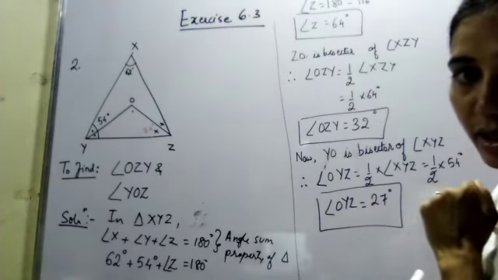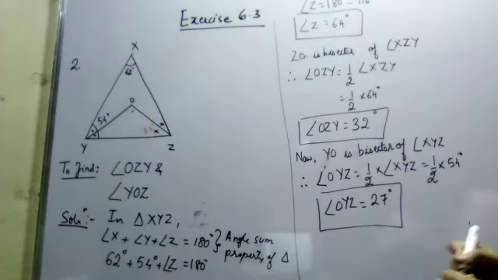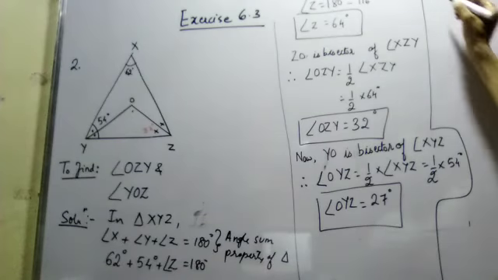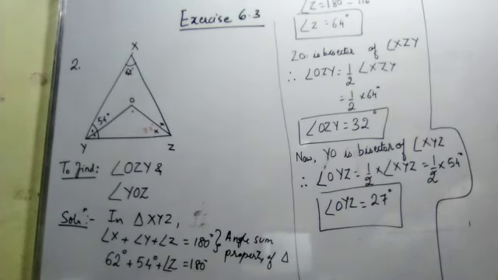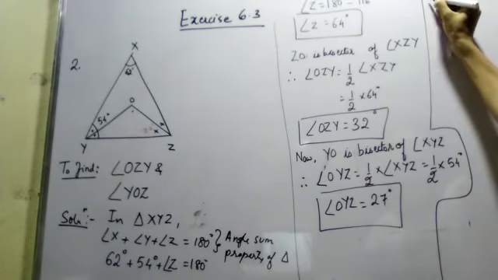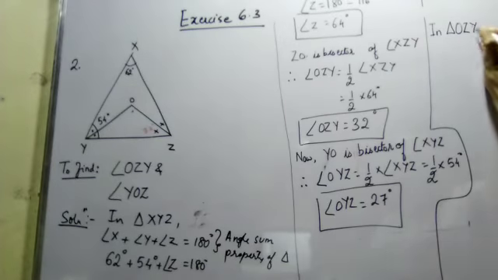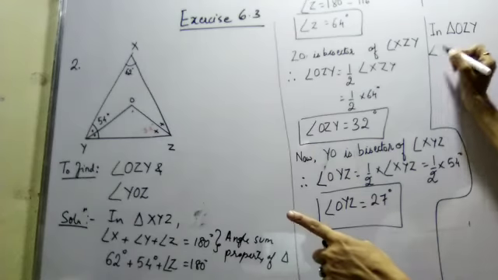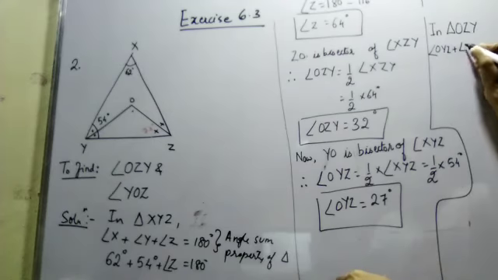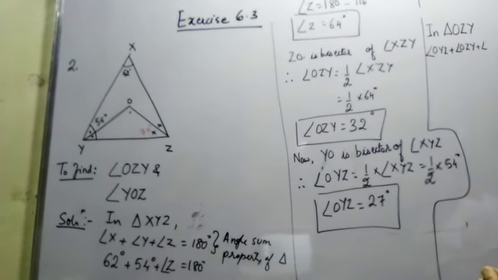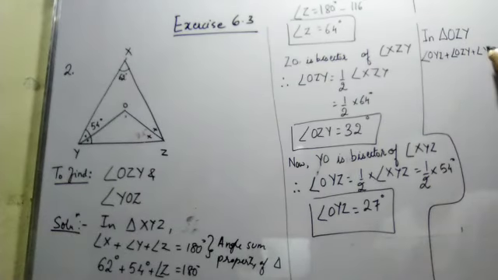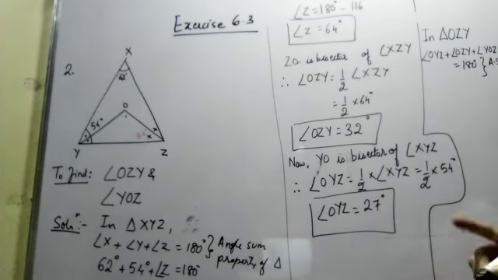Now in triangle, in which triangle? In triangle OZY. So I am writing here, in triangle OZY. I am writing it below. In triangle OZY, which angle? Angle OYZ plus angle OZY plus angle YOZ is equal to 180. Angle sum property of a triangle, it is equal to 180. Reason same, angle sum property of triangle. I am writing short form, you have to write down completely.